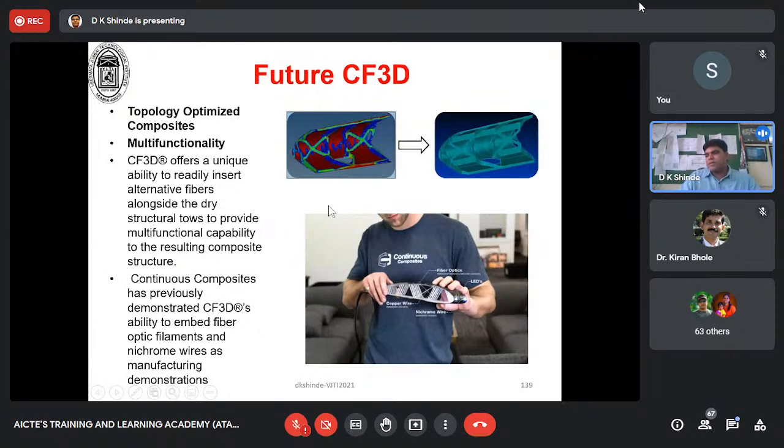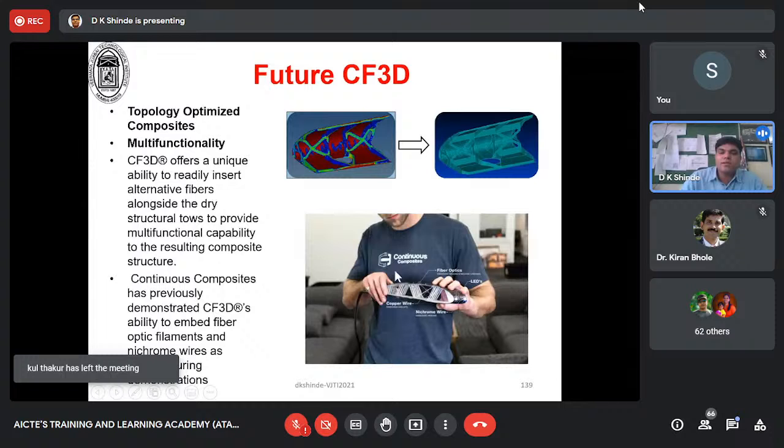Functionality, multifunctionality, and functional smart materials are also put into the structure so that it can work as a sensor and give a signal to the ground base, with no need to install another sensor. So embedding sensors in the 3D printing also plays an important role in the coming days. You can embed fibers and wires, such as fiber optical filaments and nichrome wires, and the manufacturing can be done. So these are the metal.